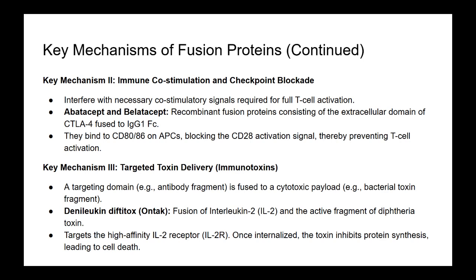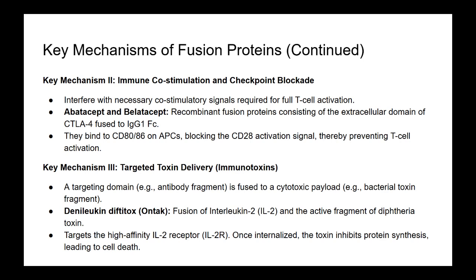This release inhibits essential metabolic functions within the cell, ultimately leading to programmed cell death or apoptosis. This mechanism allows for highly selective destruction of diseased or unwanted cells, minimizing damage to surrounding healthy tissues. Clinical examples include denileukin diftitox, also known as ONTAK.